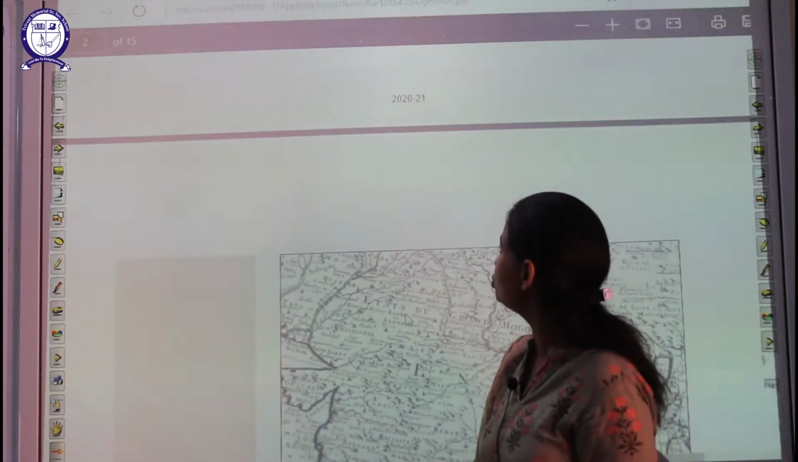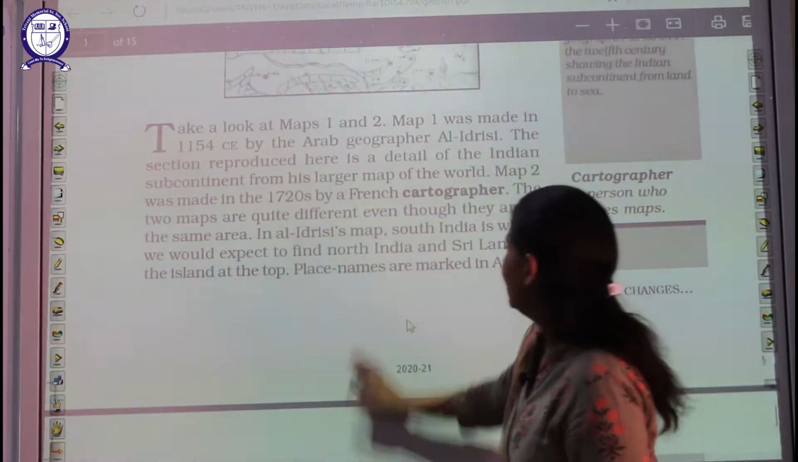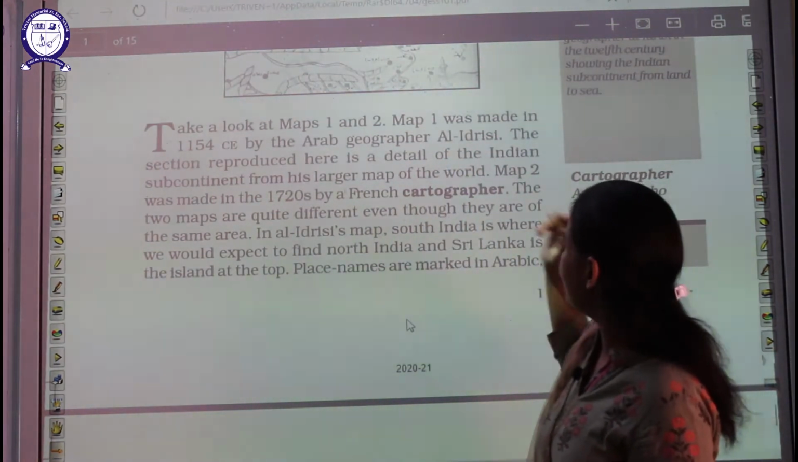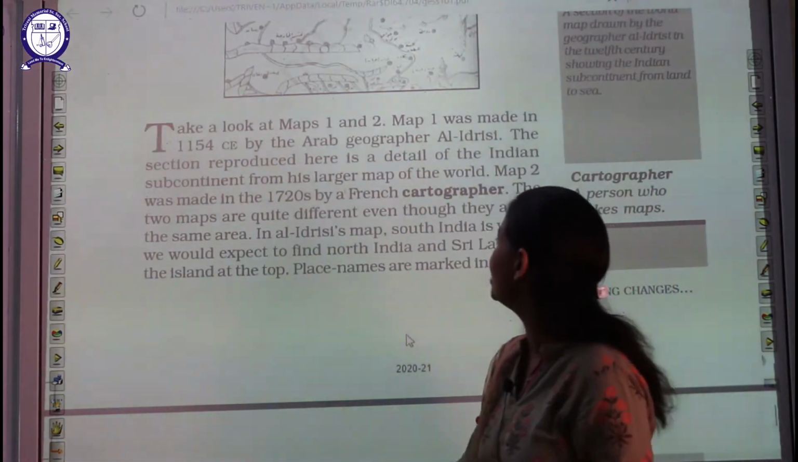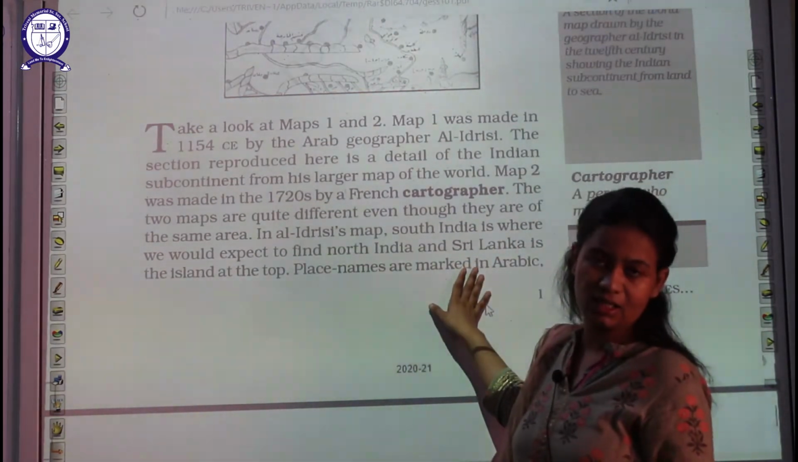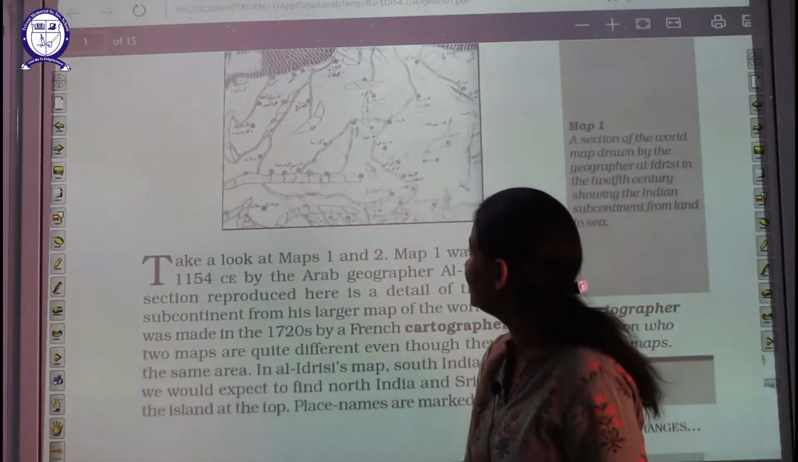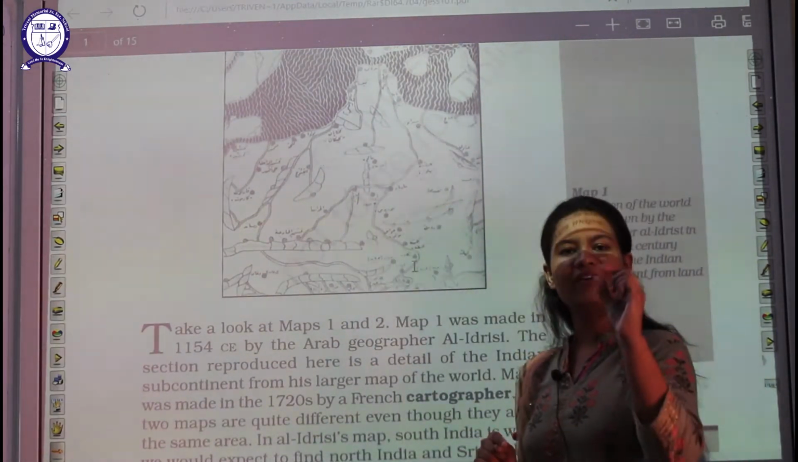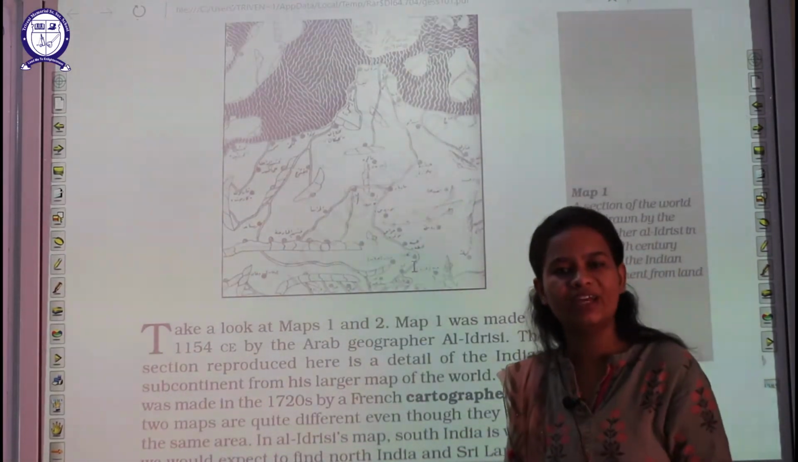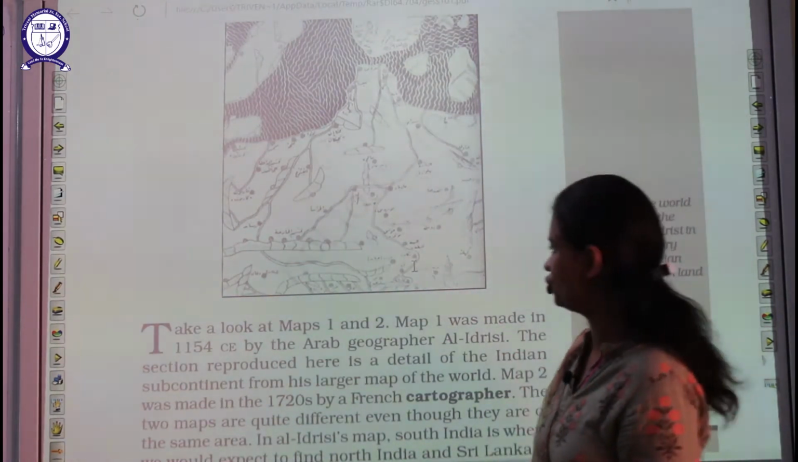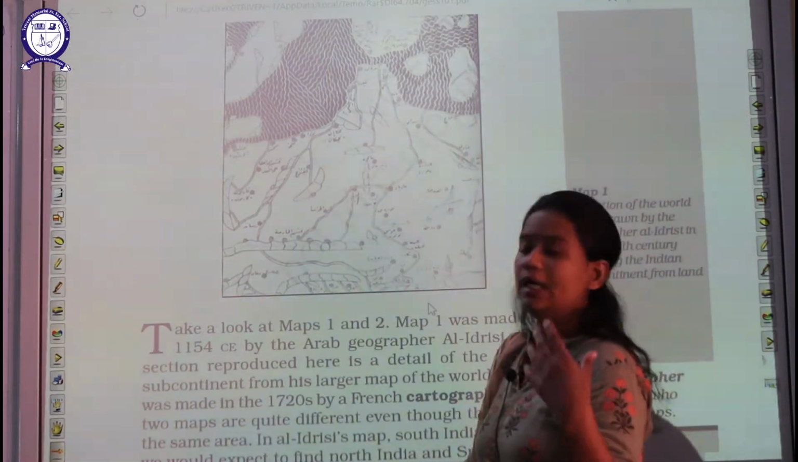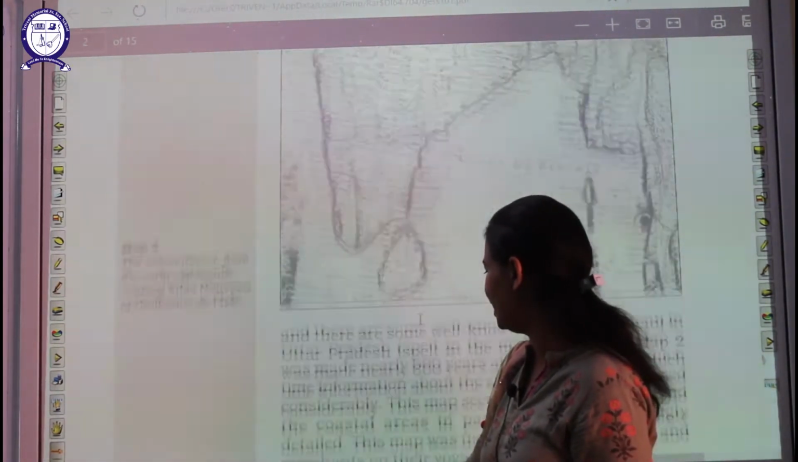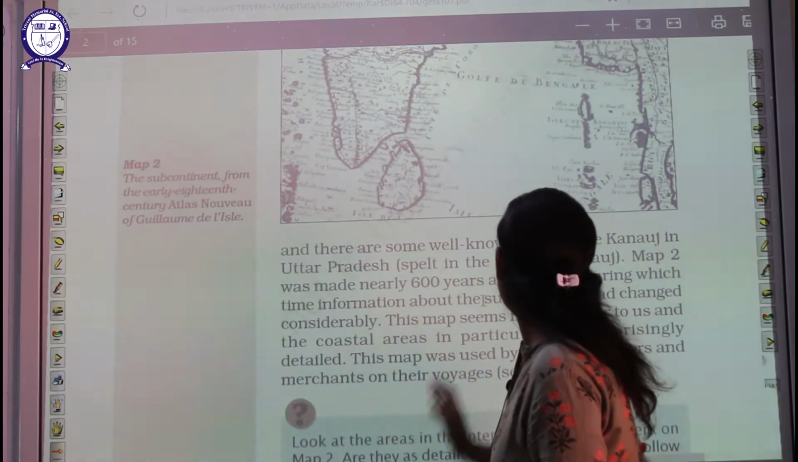Now one more thing, students, what is that? The language which is used in the first map is Arabic, the Arabian or Persian language basically. You can see clearly in this map that all the places are marked or written in a particular language named Arabic. So in map first, in order to describe the names of the different places, the Arabic language is used.